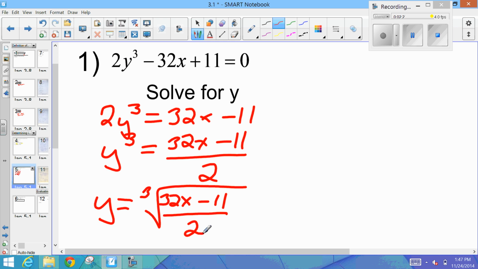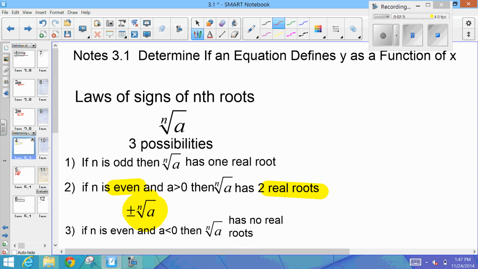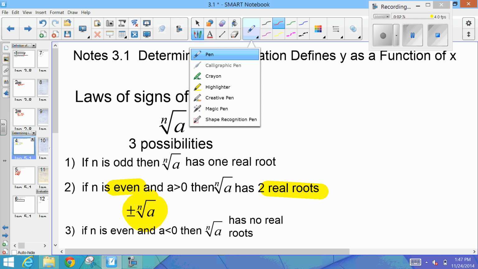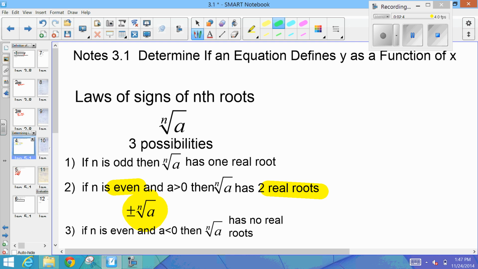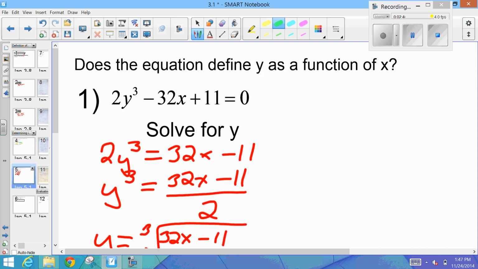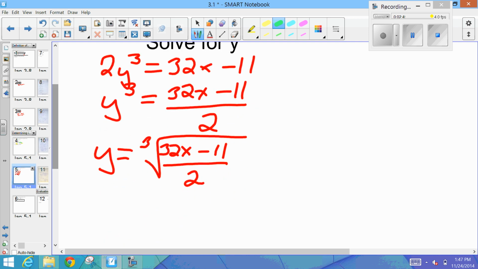Okay, so here's what I need to know. I'm taking an odd root here. And according to the rules on the previous page, if the root is odd, then there's only one real answer. If the answer is positive, the y would be positive. If the stuff under the radical is positive, y would be positive. If the stuff under the radical is negative, y would be negative. But I'm getting ahead of myself. The bottom line is that there's only one answer because the root is odd.